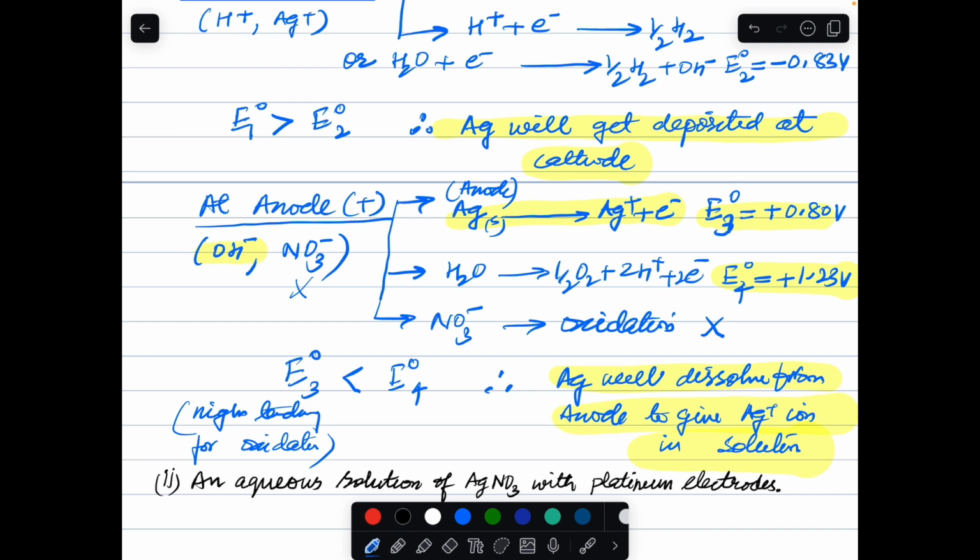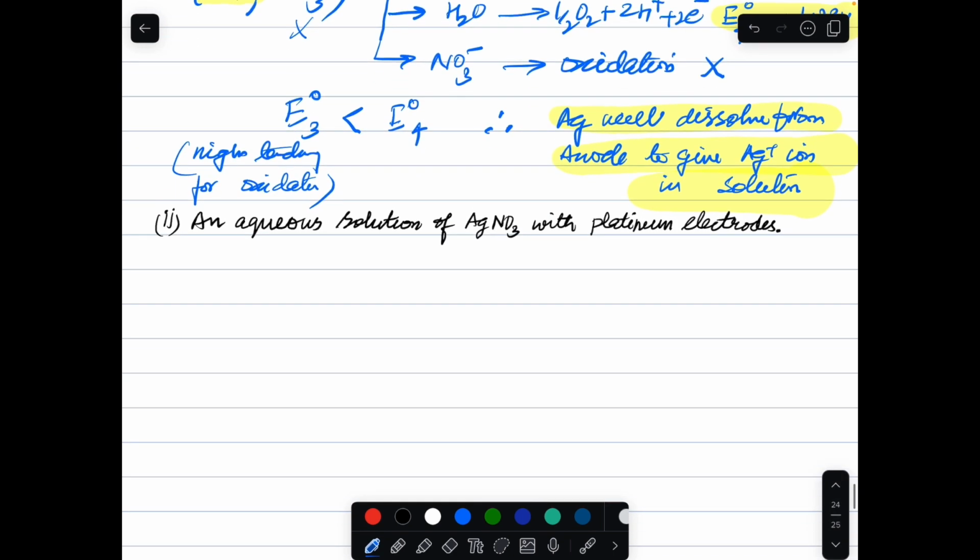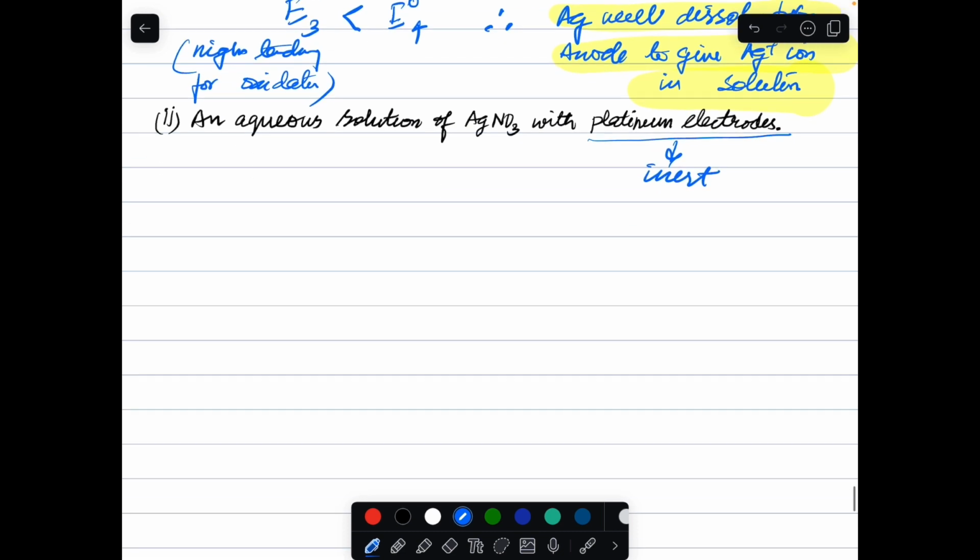So always remember, the higher the value of electrode potential, which is reduction potential, the higher the tendency for reduction, and the lower the value of electrode potential, the higher the tendency for oxidation. Okay. Now the second one. This one is more or less the same, an aqueous solution of silver nitrate, but the difference is that in this case we have taken platinum electrode, and platinum electrode means they are inert electrodes. They will not take part in the reaction, so we will not take care about these electrodes for the reaction. Okay, first we will write down the reaction at cathode.